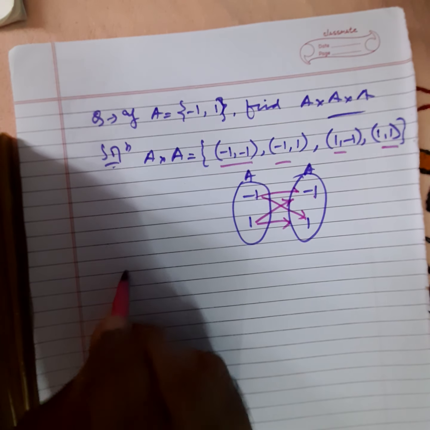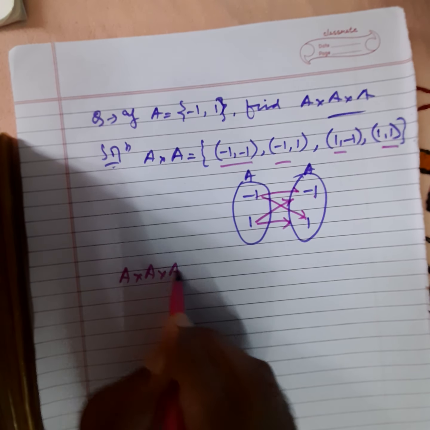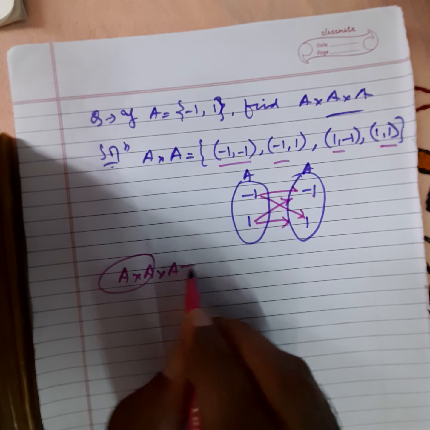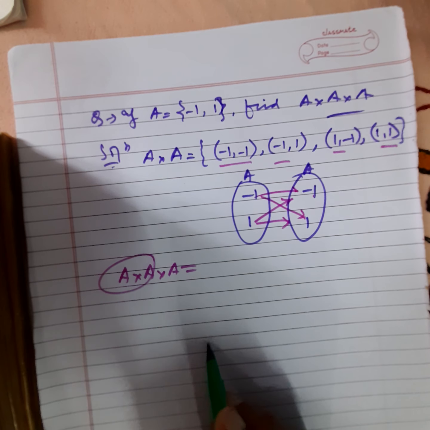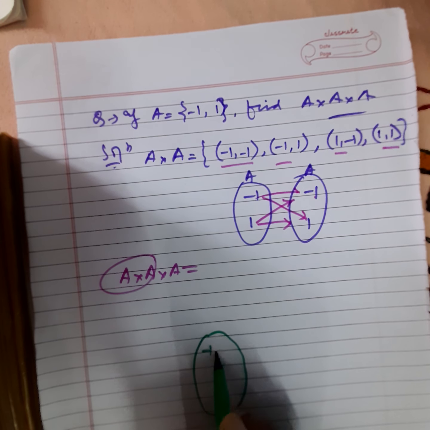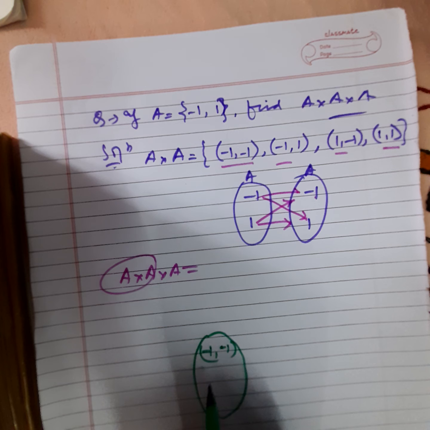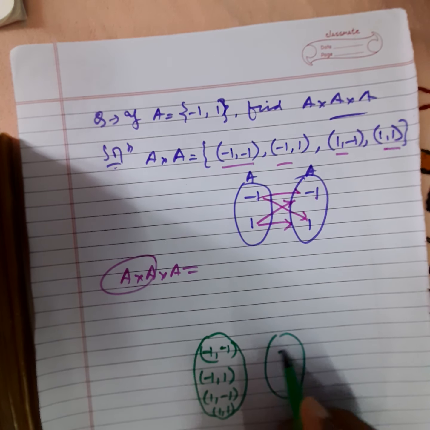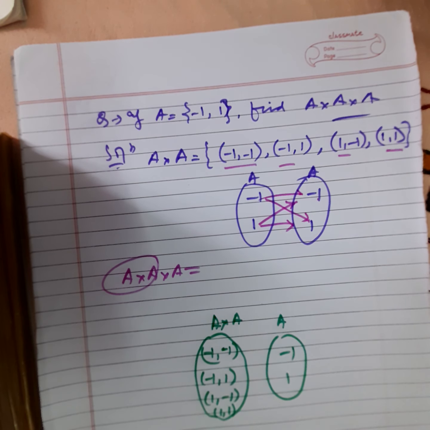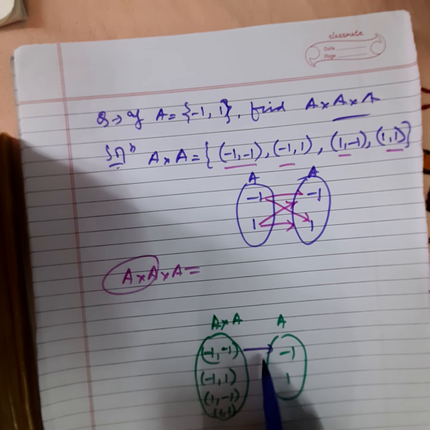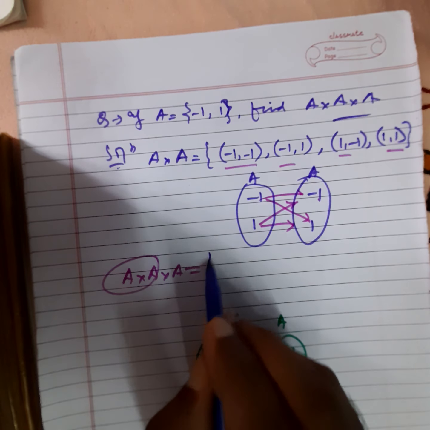Now again we have to multiply A cross A cross A. Already this we got. So if we take this one in this way, see, (-1, -1) is one element. Then next is (-1, 1). Next is (1, -1), (1, 1). And this will be {-1, 1}. This is A cross A, and this is A. Now find out this one with this one with this.